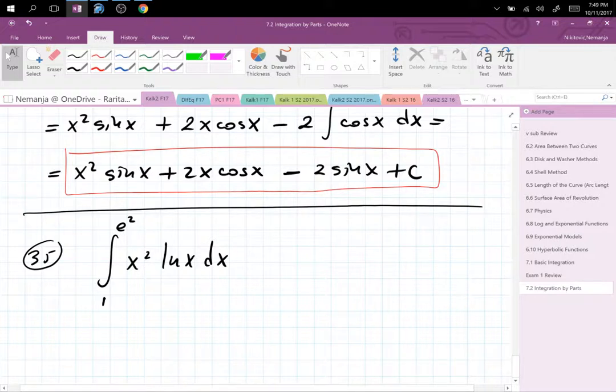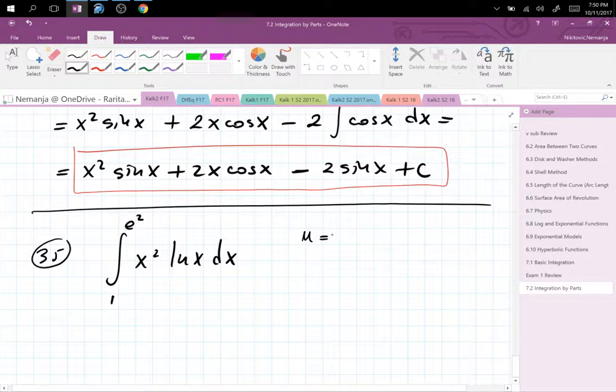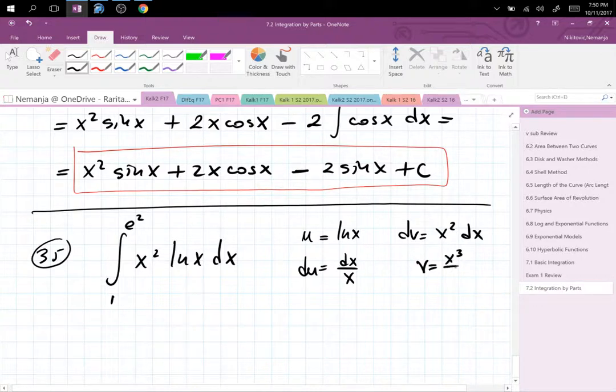All right, let's take a look. U equals ln x, dv equals x squared dx, du equals dx over x, and v equals x cubed over 3. And the green arrow. Anyone follows green arrow? All right, good. That's points for the next test.